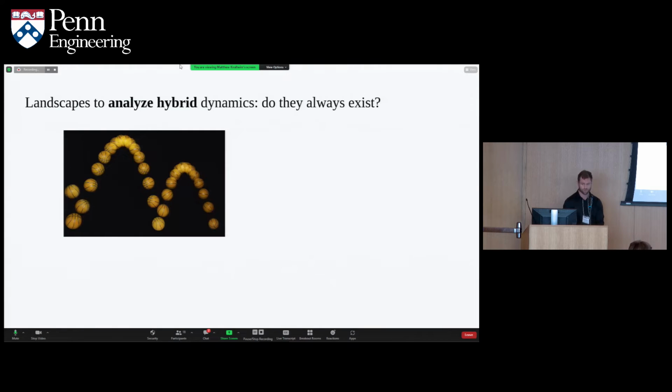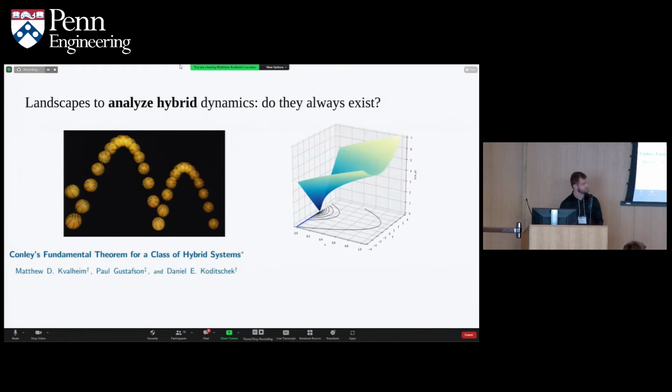Now, what I started doing with Dan was we wanted to think about whether you can use landscapes to analyze hybrid dynamical systems, which people use to model robots, for example, or perhaps the prototypical example is a bouncing ball. The first thing I did here was with Paul Gustafson, who's in the audience, and with Dan, we wrote this paper, and what we showed is that for not all hybrid systems, but for many of them, these landscapes always exist. That's the landscape for the bouncing ball, or one of many possible landscapes.